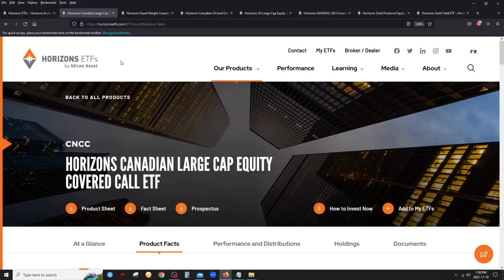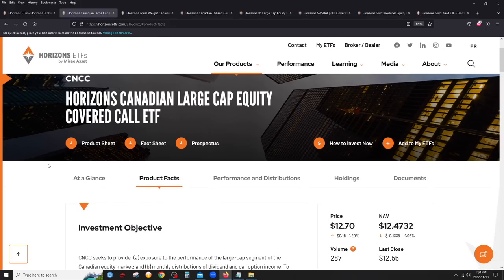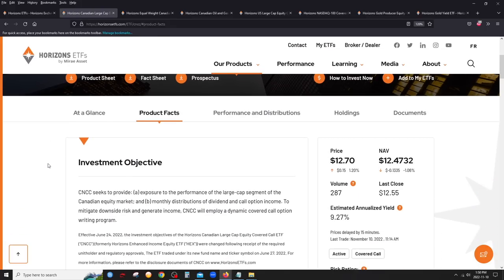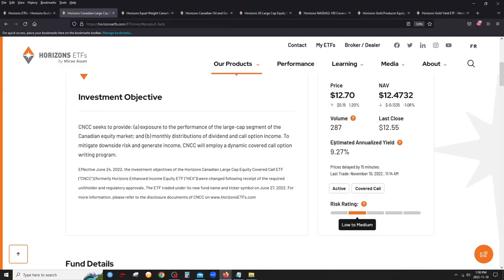So the Horizons Canadian Large Cap Equity Covered Call ETF. So just like the name says, you could expect basically Canadian stocks in here. So this would be very similar to ZWC from BMO. So you'll have the best Canadian companies in here. If we go to product facts, you click here. Very, very nice high yield right now of 9.27%.